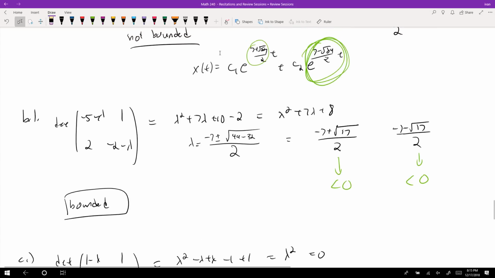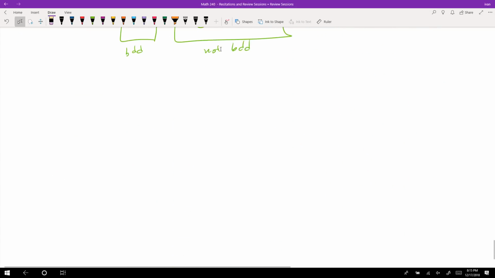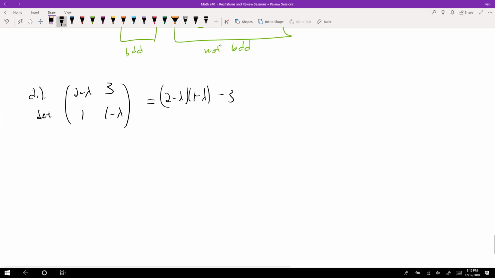Okay. The last one is 2, 3, 1, 1. Okay, so you get D. So you get 2 minus lambda, 3, 1, 1 minus lambda. Okay, and again, the determinant of this is equal to (2 minus lambda)(1 minus lambda) minus 3, which is lambda squared minus 3 lambda minus 1. Can't factor this, so you get 3 plus or minus the square root of 9 plus 4, over 2. And this one's just unbounded because it has a positive real part.